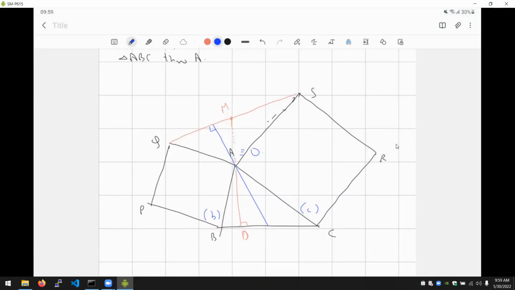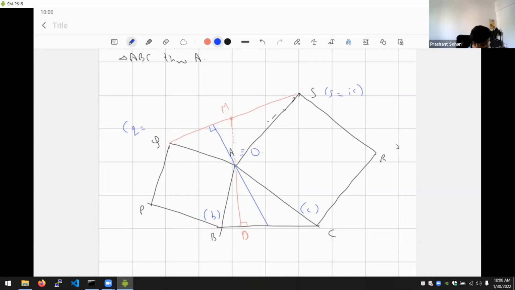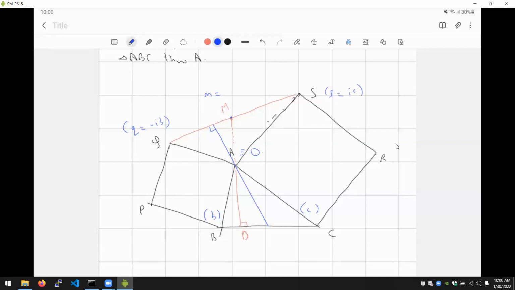S will be ic. And what about Q? Minus ib. And now let's say M is the midpoint of SQ. Then what will be the coordinate of M? Minus ib plus ic, divided by 2. Right?